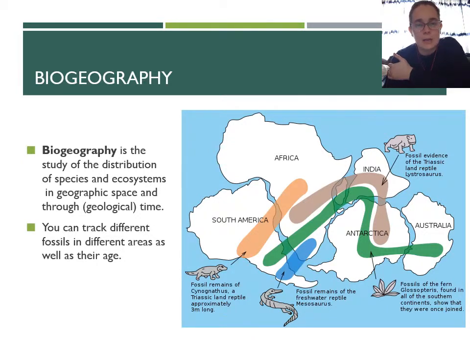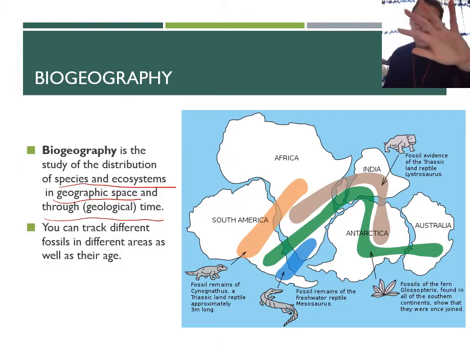Biogeography. So this one here comes from the study design as well. It was one tiny little word in our dot point, but biogeography is the study of the distribution of species and ecosystems in geographic space and throughout geological time. So it's where plants and animals and ecosystems were. Remembering ecosystems are the bigger picture of everything altogether. So your plants and how they interact with animals and all that kind of stuff.